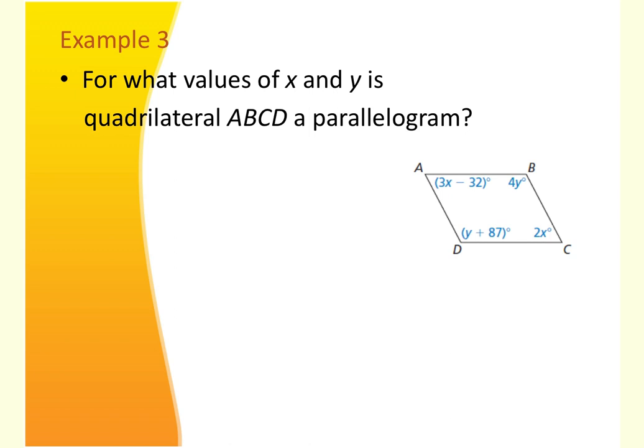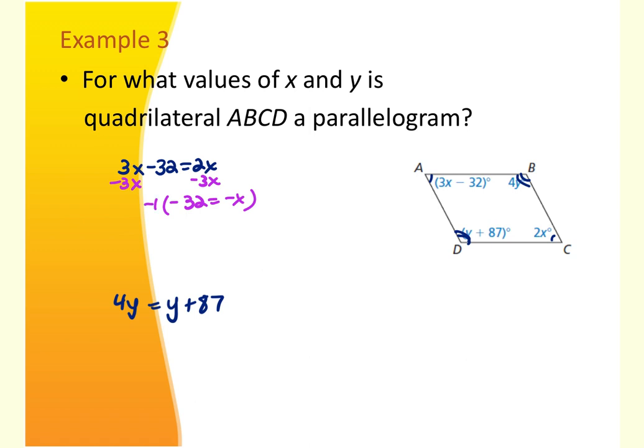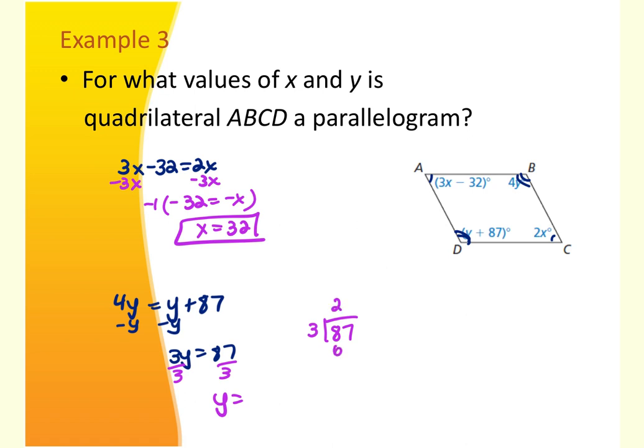Example 3, for what values of x and y is the quadrilateral a parallelogram? Now we're dealing with the angles. Opposite angles would be congruent. So 3x minus 32 would equal 2x, and 4y would equal y plus 87. This time it doesn't matter which one we solve first. If I subtract the 3x, I get negative 32 equals negative x, divide by negative 1, and x equals 32. Subtract the y here, 3y would equal 87. Divide both sides by 3. 87 divided by 3 is 29.